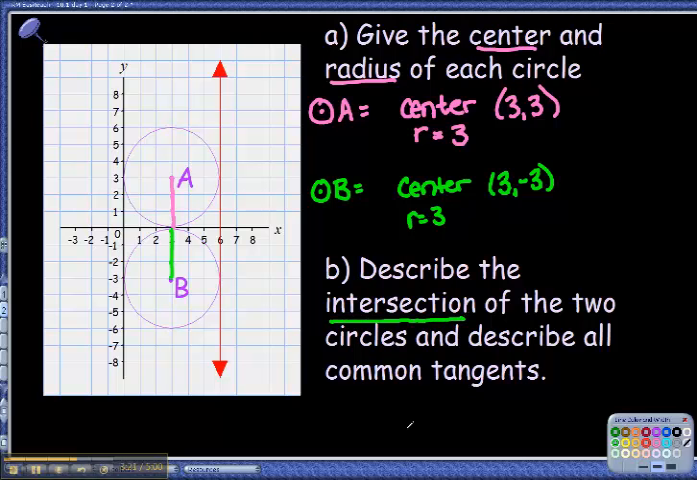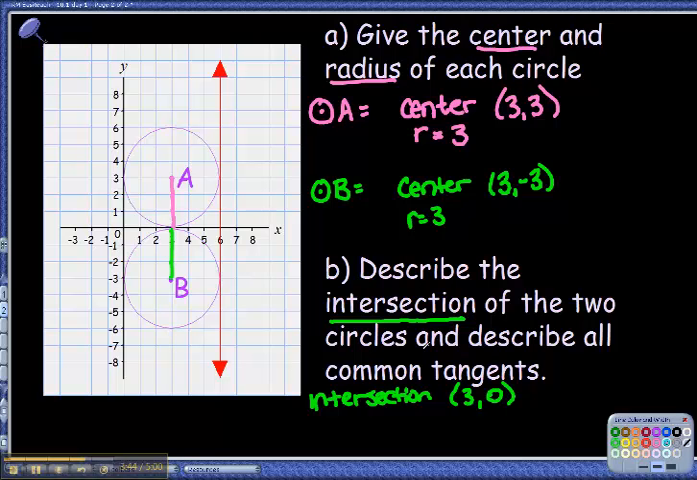The next question talks about their intersection. They intersect at one point. That intersection is the point (3, 0). That's that one place where they touch. Notice this would be an example of tangent circles, two circles that intersect at just that one location.